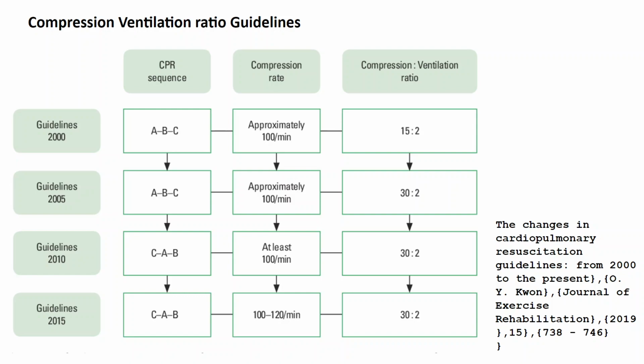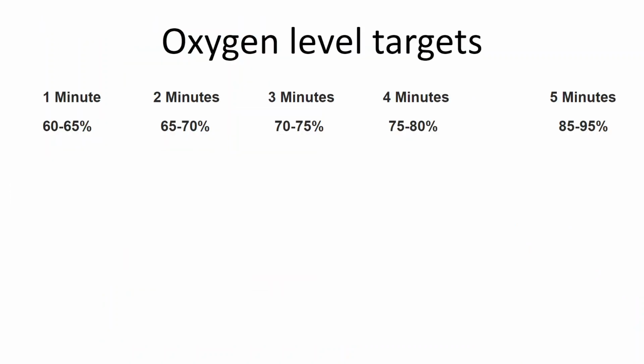What I mean by that compression ventilation ratio is when you compress 30 times, immediately after 30 times compression, 2 breaths have to be given in the form of ventilation, mouth or the other way.